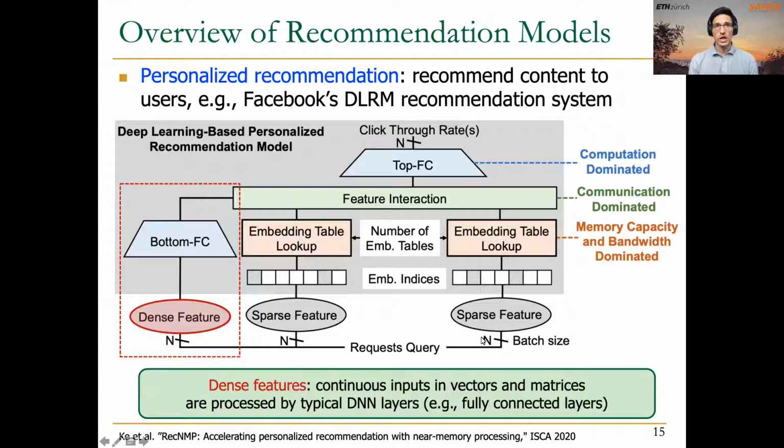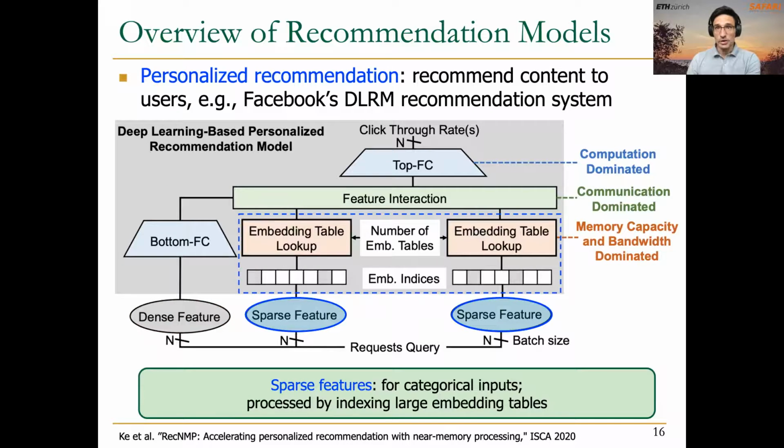For dense features, what recommendation models normally do is use multi-layer perceptron neural networks with fully connected layers. These dense features are continuous inputs in vectors and matrices, and as I said, typically processed by fully connected layers. These fully connected layers, especially when the batch size is large, are computation dominated, so they are mostly compute bound. We are going to see some characterization in an upcoming slide.